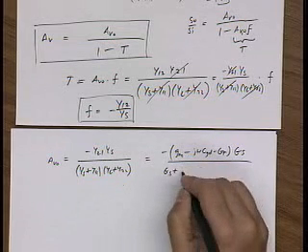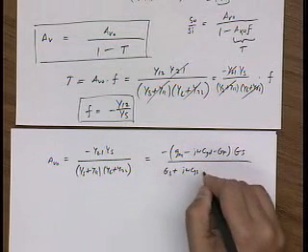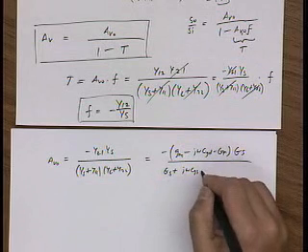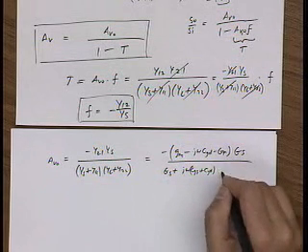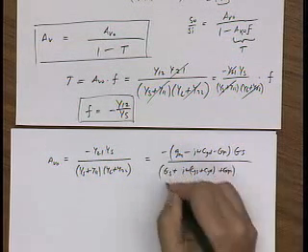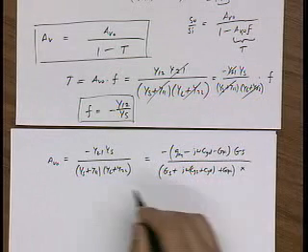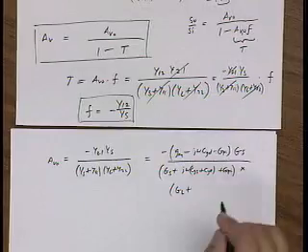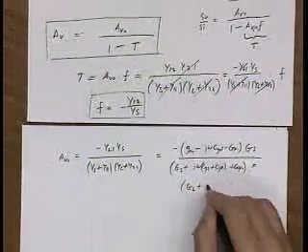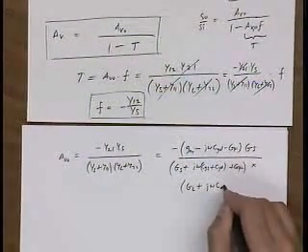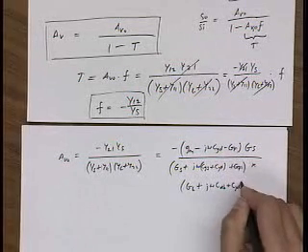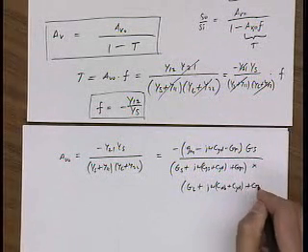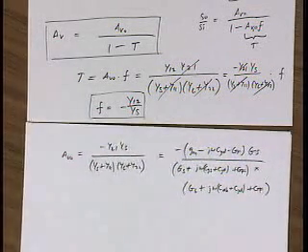Y11 is j omega C_GS plus C gate to drain plus GF times the second term GL. Again, let's say the load is real, and then Y22 is j omega C drain to bulk plus C gate to drain plus GF. Okay?